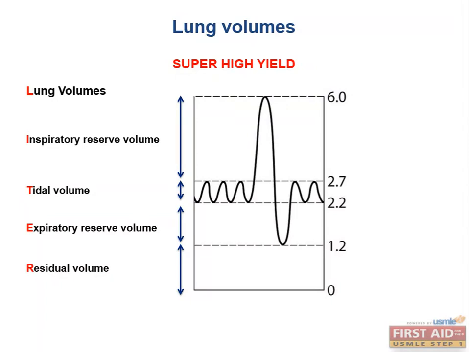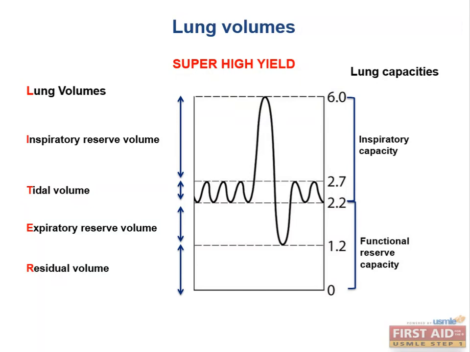Lung volumes tend to be greater in tall people, smokers, and people who live at high altitudes. It's also important to understand how the different lung volumes are related to each other and how each can be determined. A capacity is made up of multiple volumes. The inspiratory capacity is the tidal volume plus the inspiratory reserve volume. The functional reserve capacity is the volume in the lungs after normal expiration.